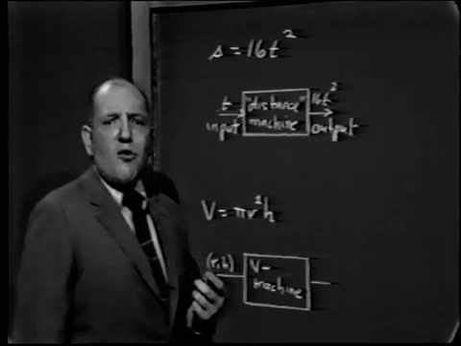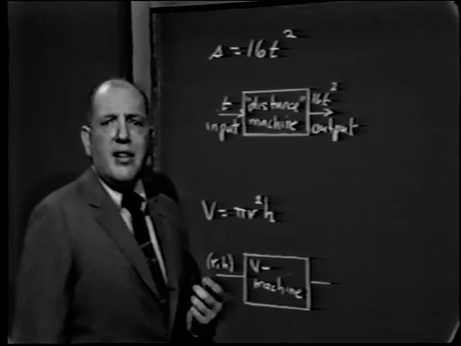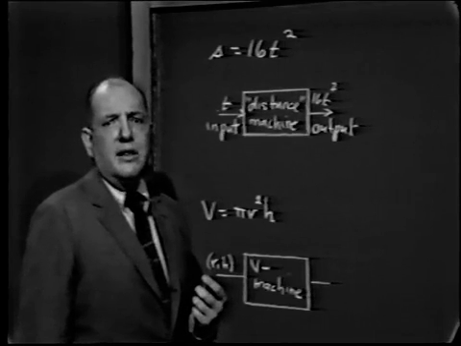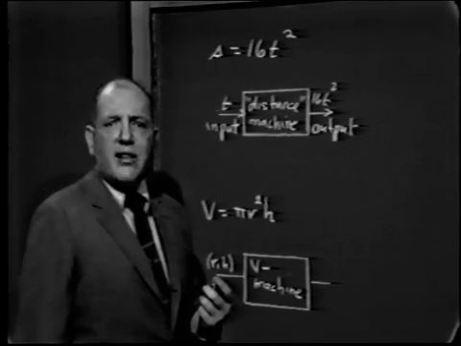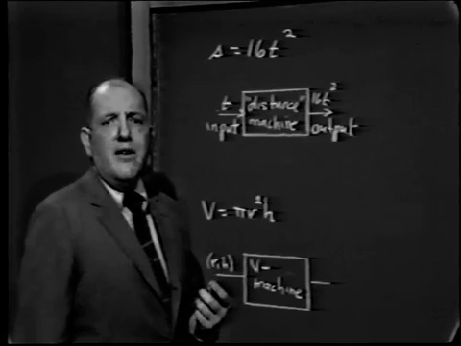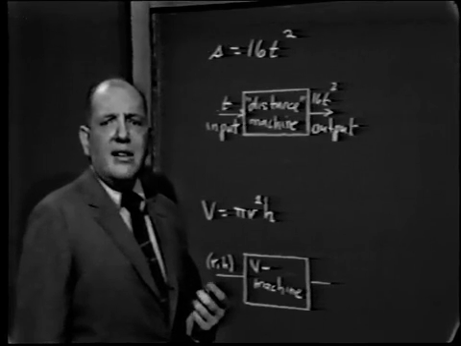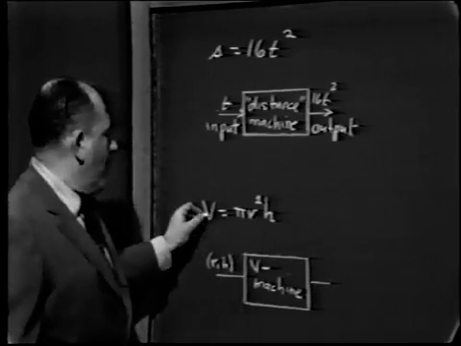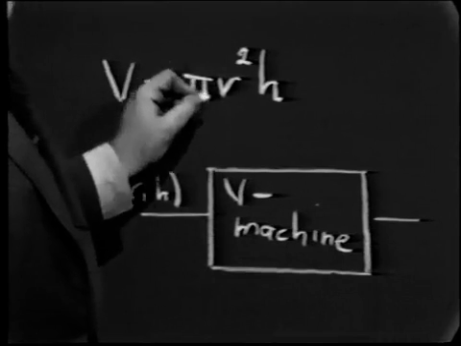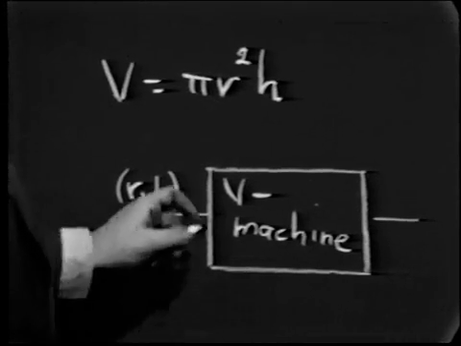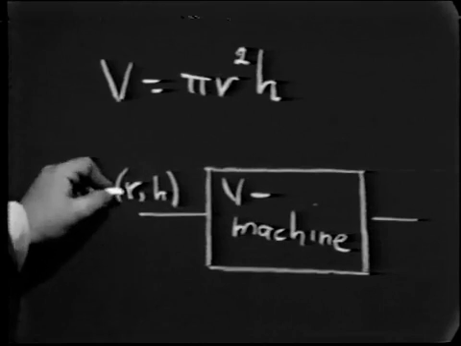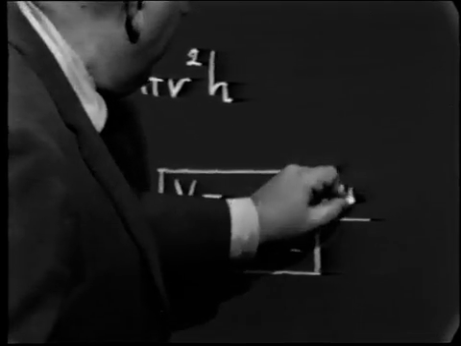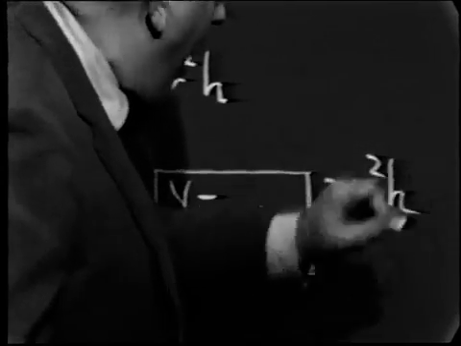By the way, there's no reason why the input has to be a single number. For example, why couldn't the input be an ordered pair of numbers? Among other things, let's take a simple geometric example. Consider, for example, finding the volume of a cylinder in terms of the radius of its base and the height. We know from solid geometry that the volume is pi r squared h. We can therefore think of a volume machine where the input is the ordered pair r comma h, and the output is the single number pi r squared h.